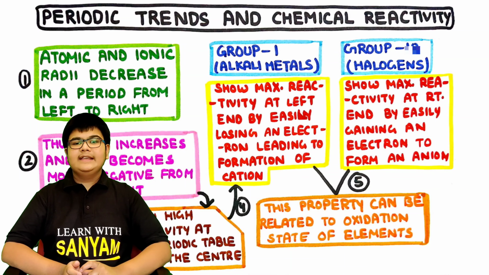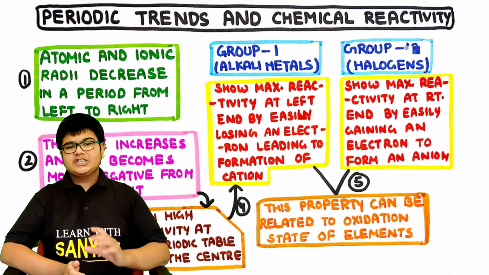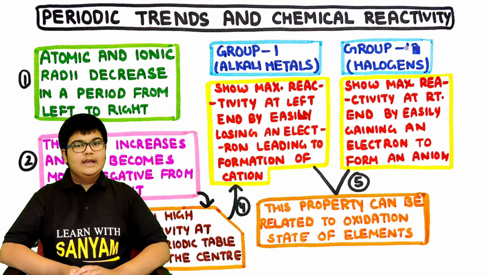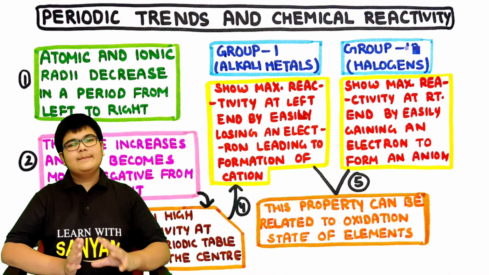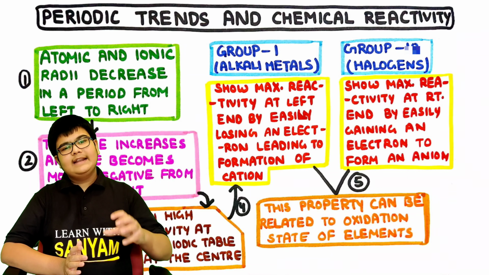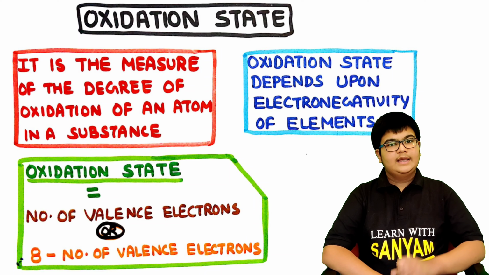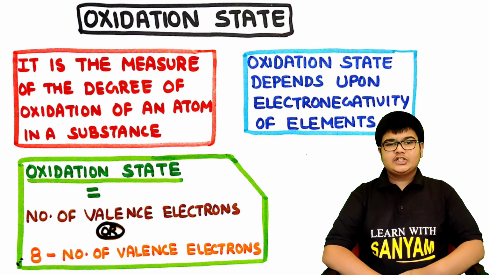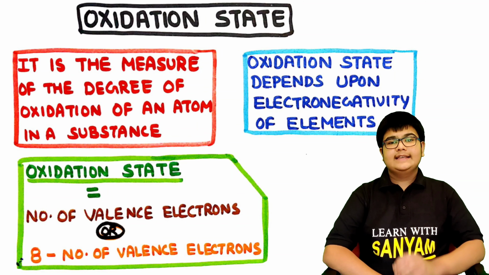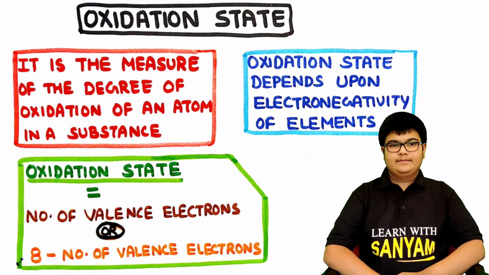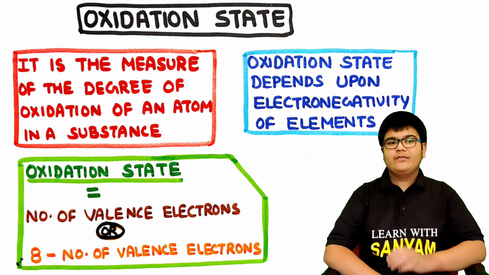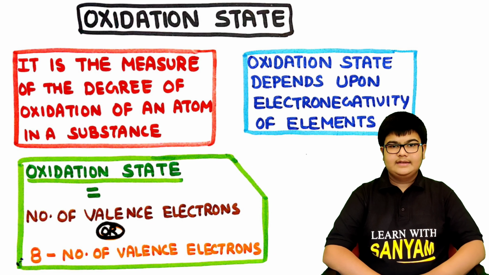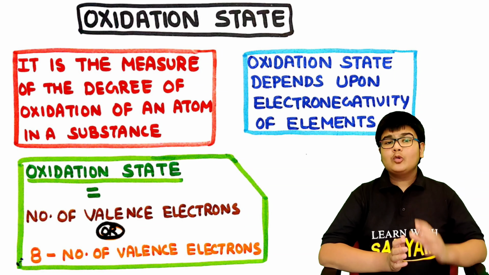Now this property can be related to the oxidation states of elements. Oxidation states of elements will determine how quickly an element will react with some other element. So an important measure of chemical reactivity is oxidation state. Oxidation state is the measure of the degree of oxidation of an atom in a substance. So it basically tells us how quickly a substance will form an oxide.